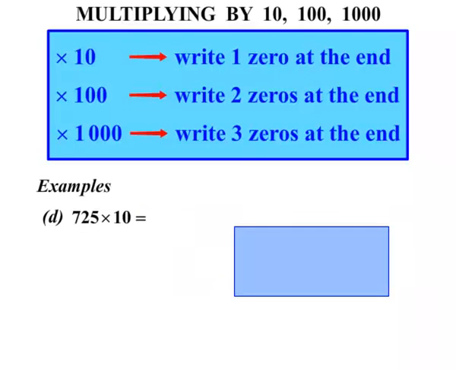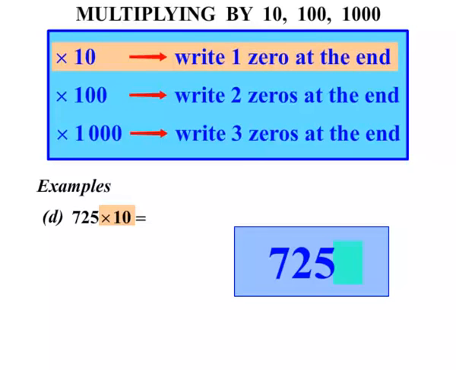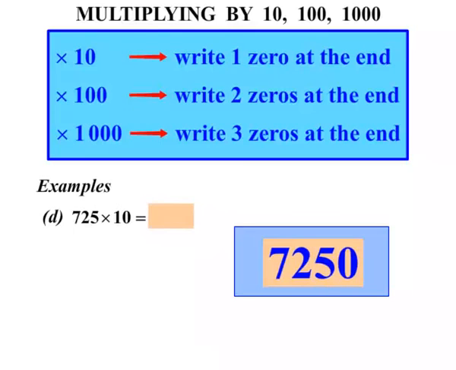Question D, 725 times 10. So let's write our 725 firstly. We're multiplying by 10. So let's see, when we times by 10, we write 1 zero at the end. So let's write that in there. And our answer then, 7,250.